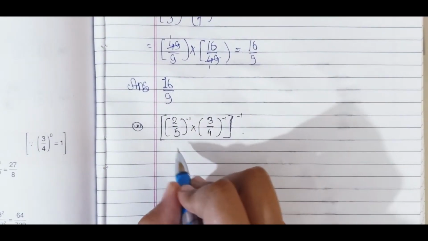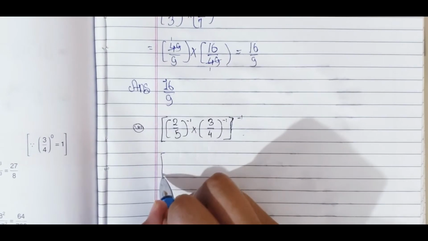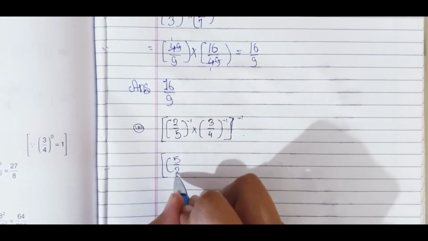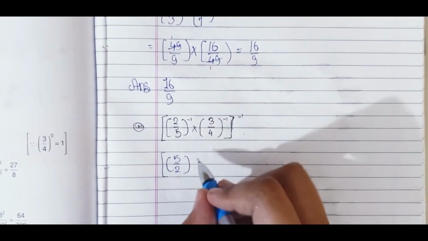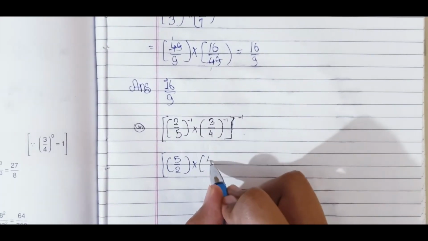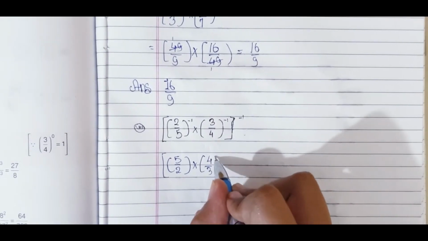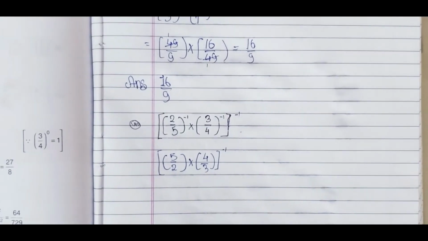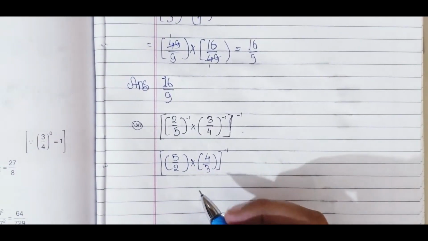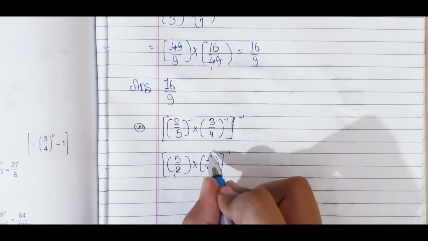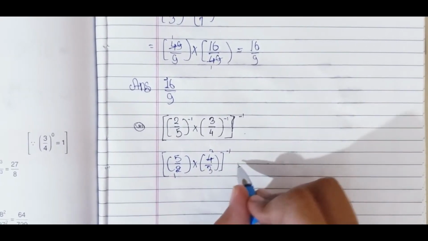For this we have to take the reciprocal. So the reciprocal of 2 by 5 is 5 by 2, and there is no need to write 1. Multiplied by 3 by 4, the reciprocal is 4 by 3. Again no need to write 1. Now we will multiply it. Here we can see what can be cancelled, so we will cancel them.